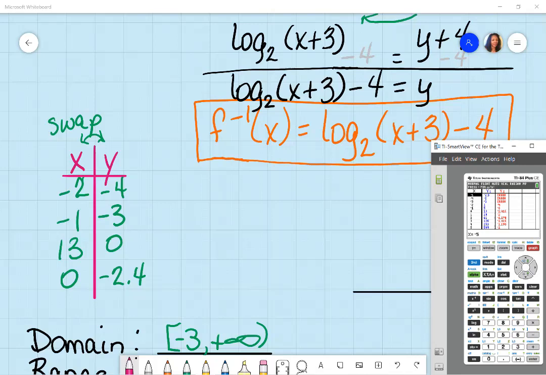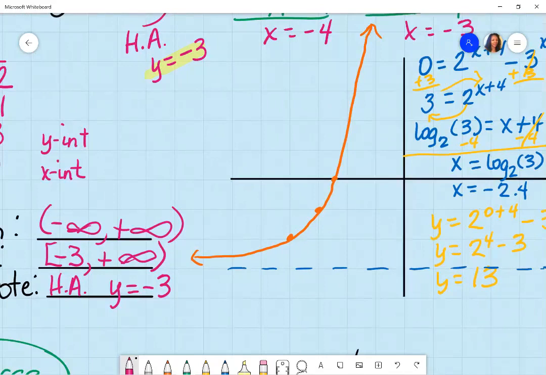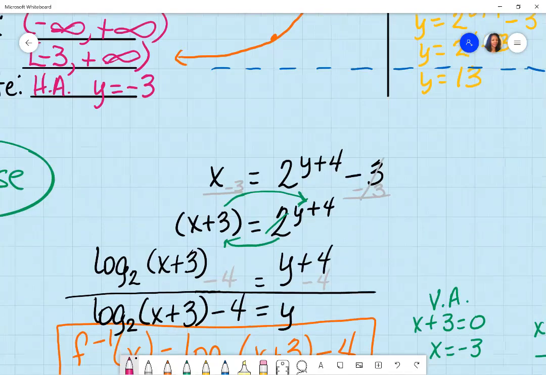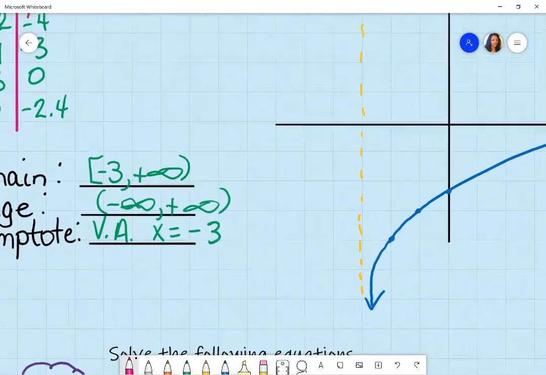And if I wanted to see what both graphs look like together, if I hit graph, that's what it looks like. So the blue one represents the original. Let's just go back to that, the original one. And then the red one represents the inverse. So we did pretty good, right?